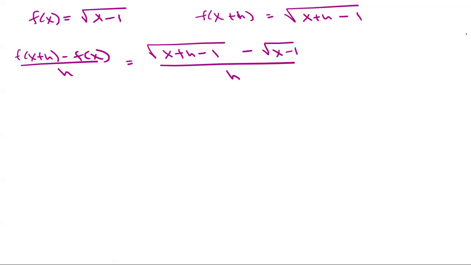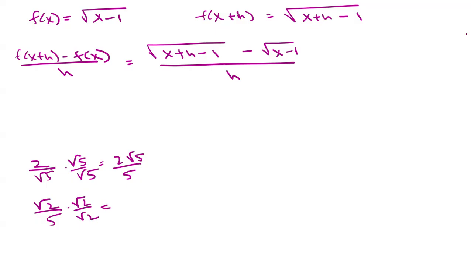So another way to do it is, as I mentioned, if you have 2 over radical 5, I can multiply the top and bottom by radical 5, and that will get rid of the radical in the denominator. And I can do the same thing if I had a radical on the top. I can multiply the top and bottom by the same radical because it's like multiplying by 1, because radical 2 divided by radical 2 is 1. So I haven't changed anything.